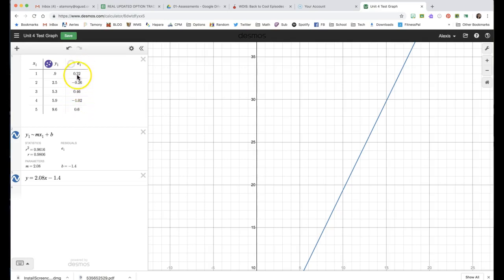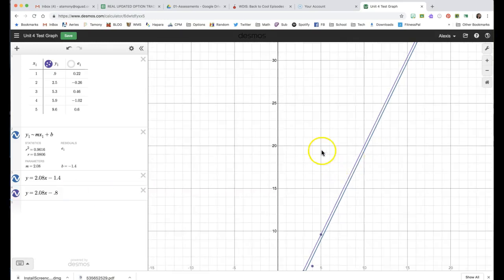Okay, so let's see, 0.22, 0.46, 0.6. That is the largest positive value. And what we're going to do is add that number to the y-intercept. So we've got y equals 2.08x minus 1.4, and then we're just going to add 0.6. Negative 1.4 plus 0.6 is negative 0.8. So that's the equation of my upper bound line, the purple line.